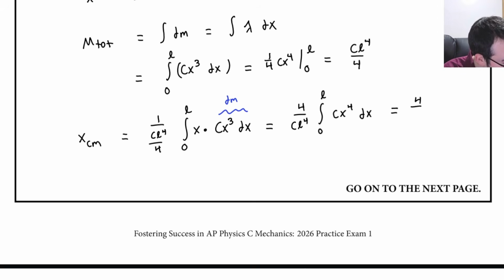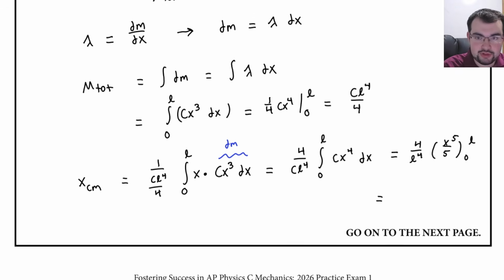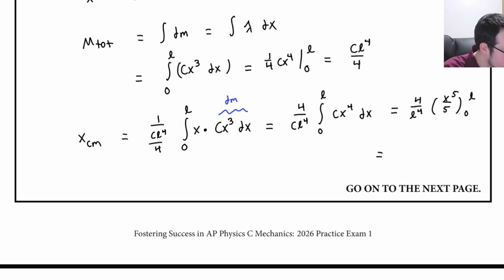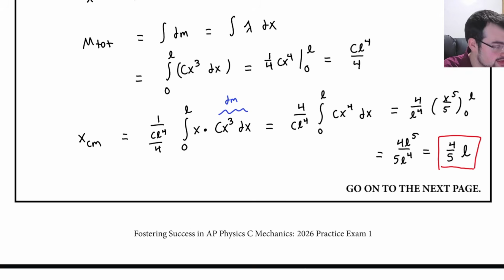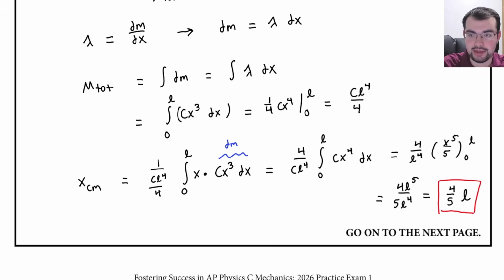So I get 4 over L to the 4th times x to the 5th over 5, evaluated from 0 to L. And that's just going to be 4L to the 5th over 5L to the 4th. All the L's cancel but 1, so we get 4/5 times L. Notice that is a very clean answer just in terms of L.